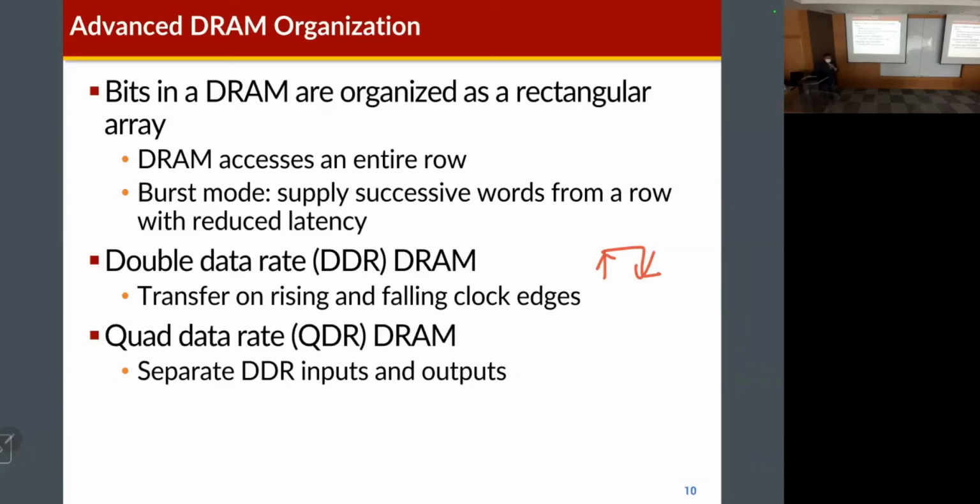So for the graphics processing unit, the GPU, we use the QDR device. QDR means quad data rate RAM, which means that we can read and write data at the 0, 90, 180, and 270 degree phases of the clock signal. This technology is used to increase the bandwidth from the DRAM devices.